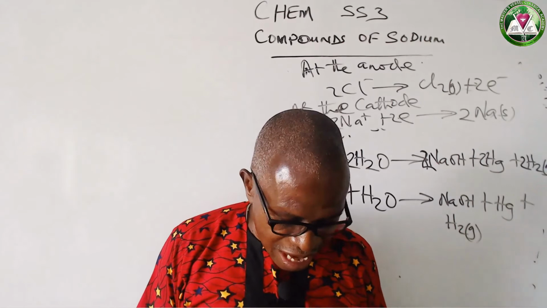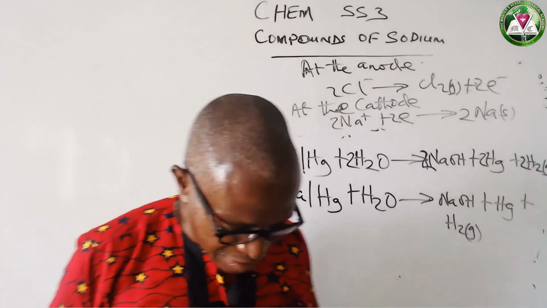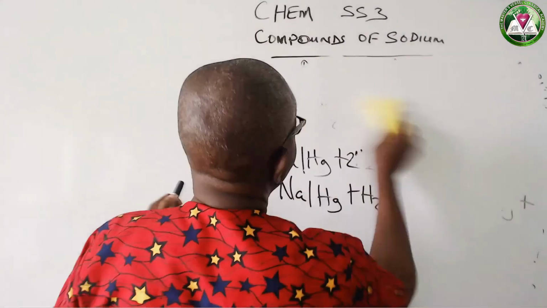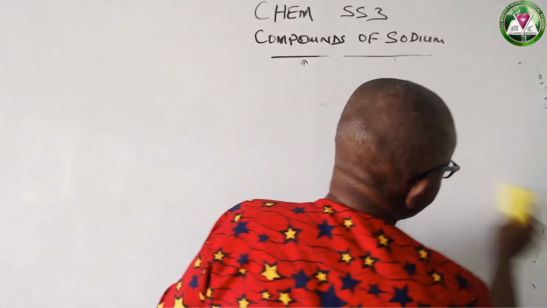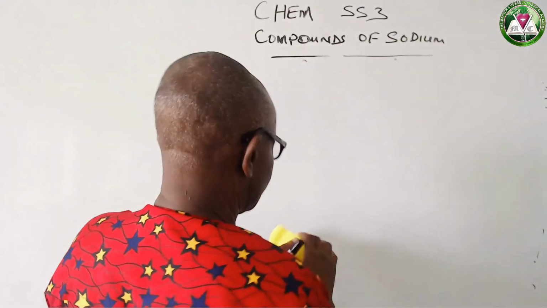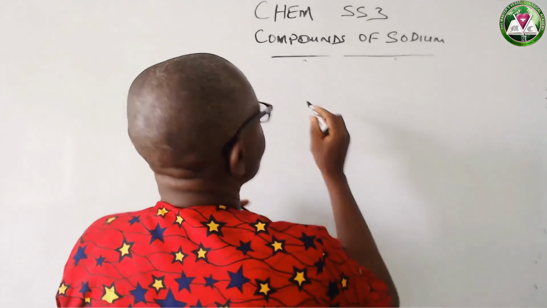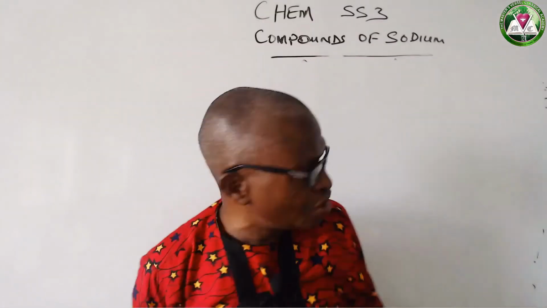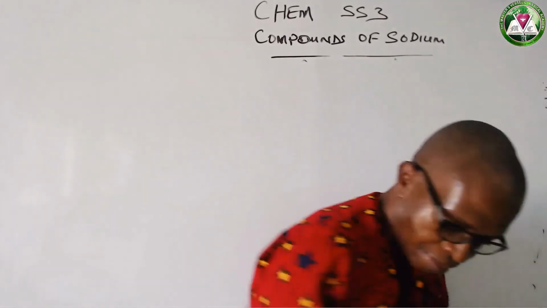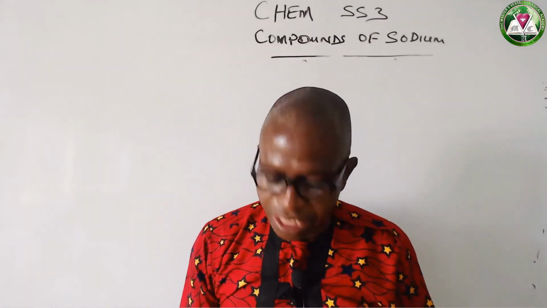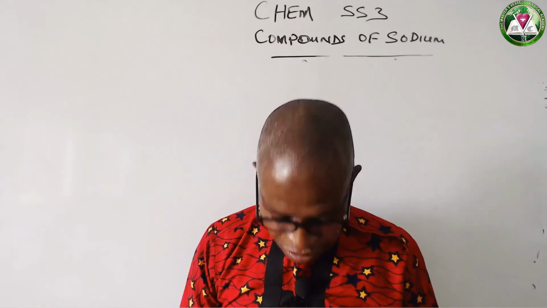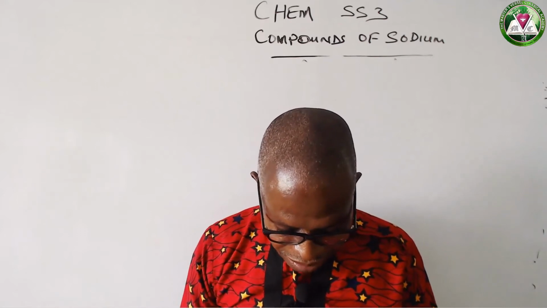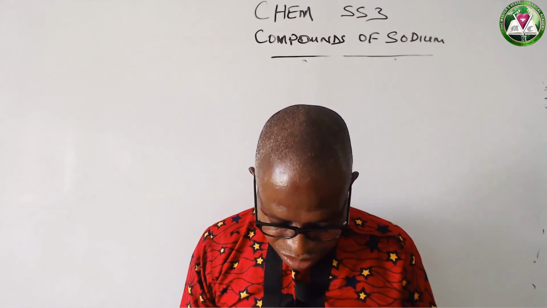Let's look at physical properties of sodium hydroxide. These ones you can just write so that we don't waste our time. Sodium hydroxide is a solid at room temperature. Or call it, sodium hydroxide is a white crystalline solid at room temperature.